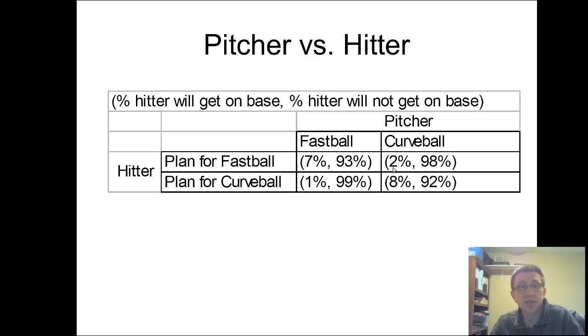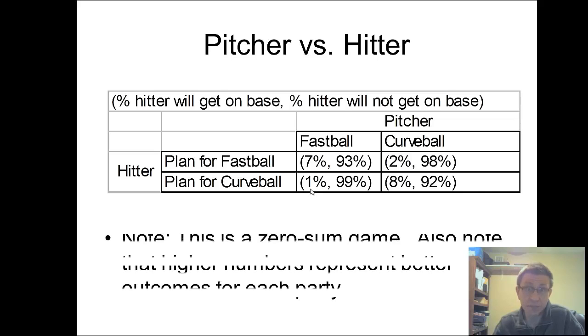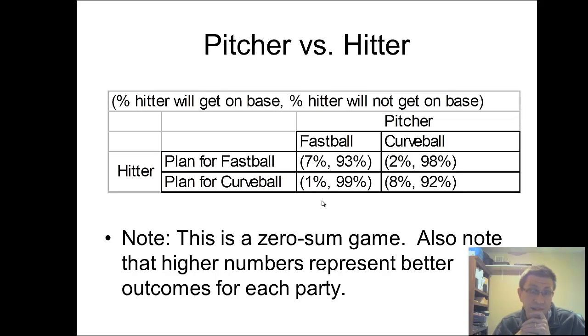If the hitter plans for the fastball but the pitcher throws a curveball, well then the hitter only gets on base 2% of the time on that pitch. 98% of the time, the hitter doesn't get on base, so you could think of this as the higher number being good for each party, right? The 98 is better than the 93 for the pitcher, so that's an extra percent of the time the hitter doesn't get on base. If the pitcher throws the curveball and the hitter plans for it, well, the hitter gets on 8% of the time now. If the hitter is planning for the curveball but a fastball is thrown, it's only 1% of the time. And as you can note, this is a zero-sum game. The higher numbers represent better outcomes for each party.